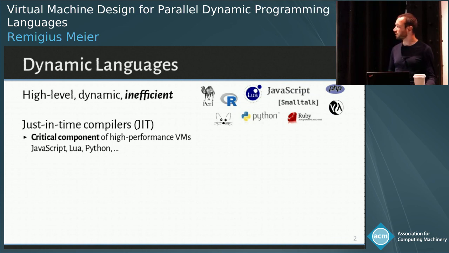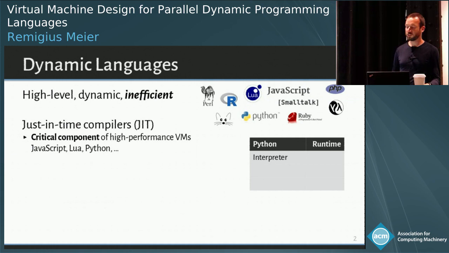So the JIT, the just-in-time compiler, has become a critical component of high-performance virtual machines. Good examples for that are, of course, JavaScript in the browser. Nowadays, every browser has a high-performance virtual machine with a just-in-time compiler. There's LuaJIT for Lua and PyPy for Python. And indeed, if I run a small program on a Python interpreter, so a virtual machine with just an interpreter, it might take something like 40 seconds. If I then run it on a virtual machine with a just-in-time compiler, I can get this down to 10 seconds. So I get a 4 times speed up for free, sometimes even more.